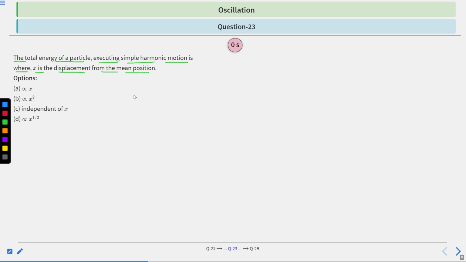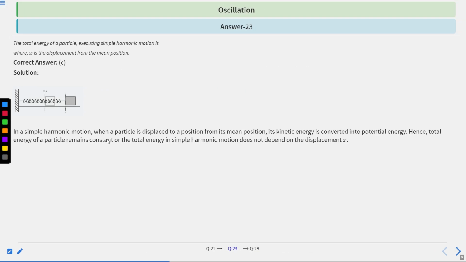Let's find the solution. In this diagram, a body having some mass is at the mean position. When this body is displaced from this position to this position, a force acts towards the left. That force is the restoring force.